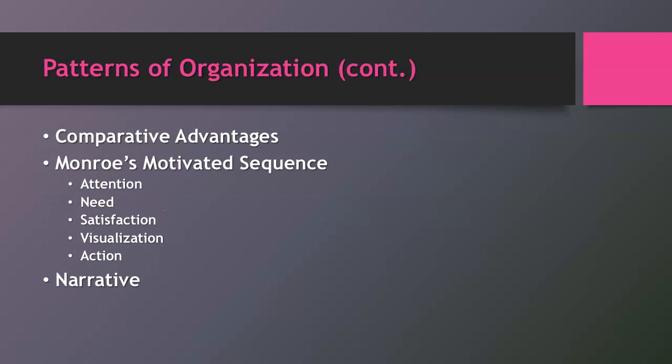All right, comparative advantages. I'll give you the definition, then I'll give you an example. I'm big on examples because I think examples are how we learn. So comparative advantage is where you give two options for something, and then your other main point is deciding which one is better and choosing one.